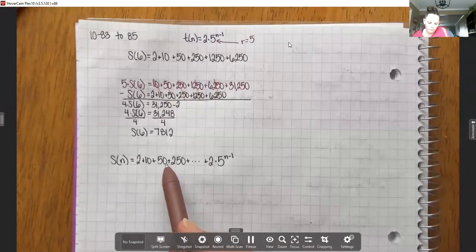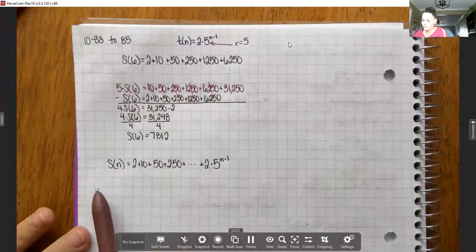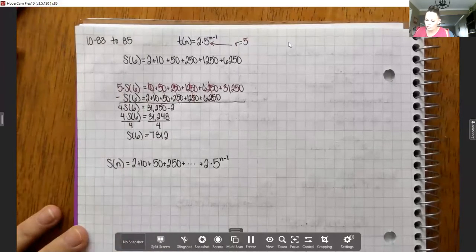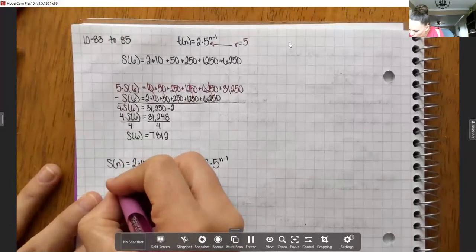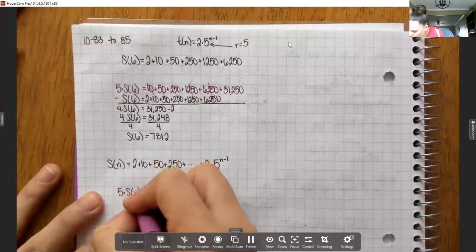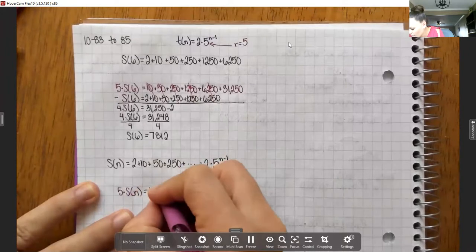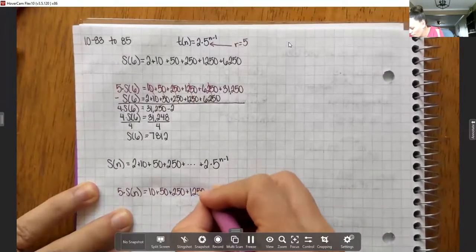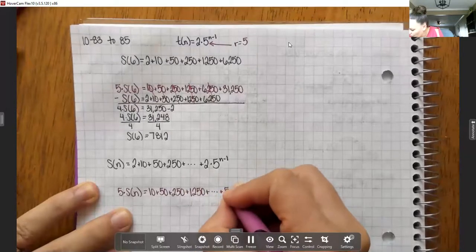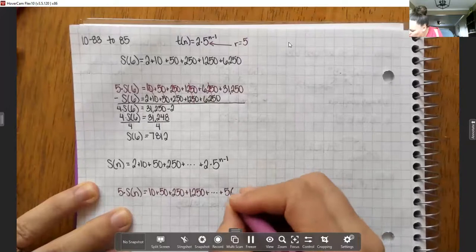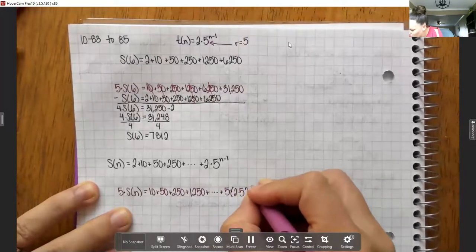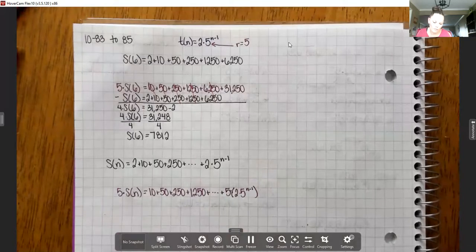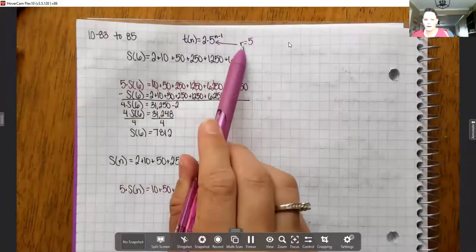If I follow this same method to find the sum of the first n numbers, remember I multiplied by the multiplier. So 5 times S of n is going to be 10 plus 50 plus 250 plus 1250 plus, and so on. This last one would be 5 times 2 times 5 to the power of n minus 1. Again, I multiplied each single term by 5. The reason it's 5 is the multiplier.